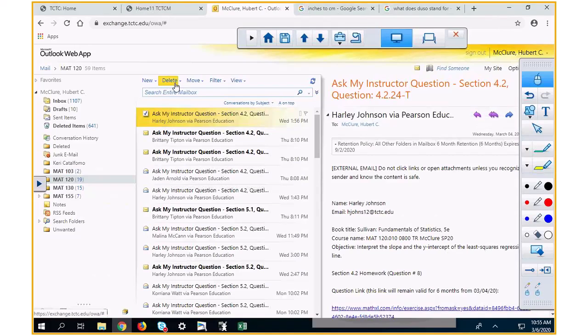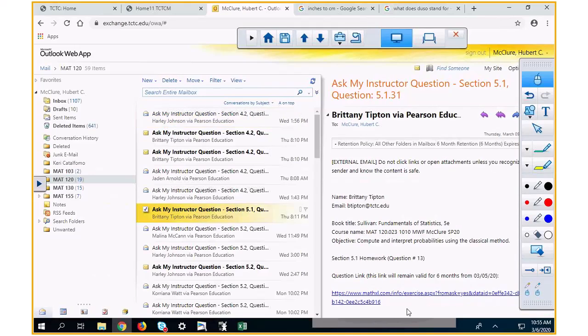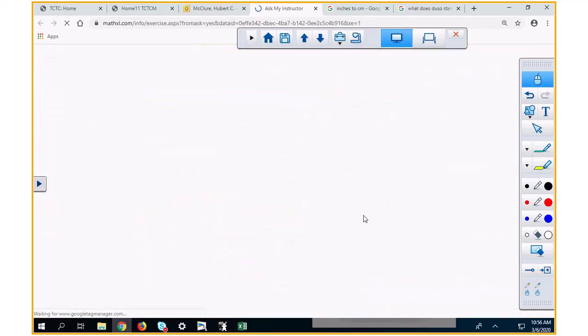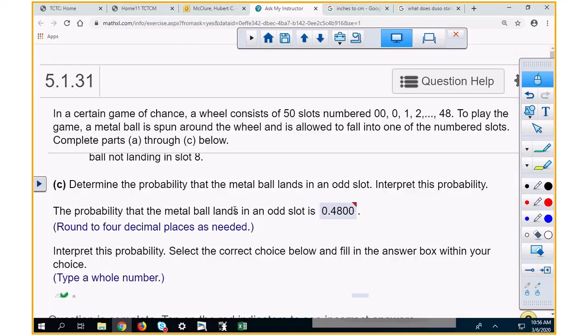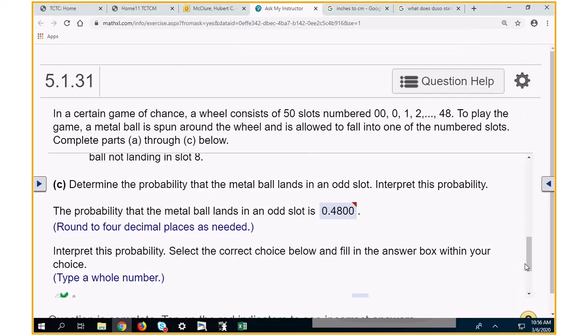All right, 4.2, 15, 24. I'm going to skip on down to 5.1. I know some of y'all are going to have convulsions, but I still got to 11. All right. In a certain game of chance, this is a test question, so you might want to write it down.